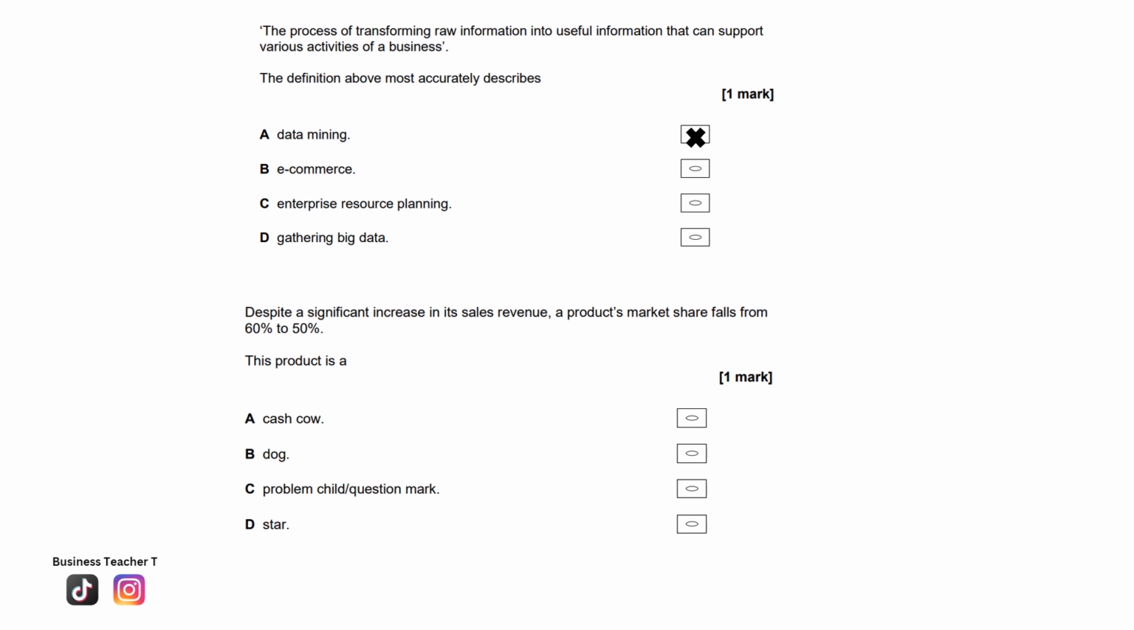Next question. Despite a significant increase in its sales revenue, a product's market share falls from 60% to 50%. This product is A. Cash cow, B. Dog, C. Problem child, or D. Star. The answer is D. Star.